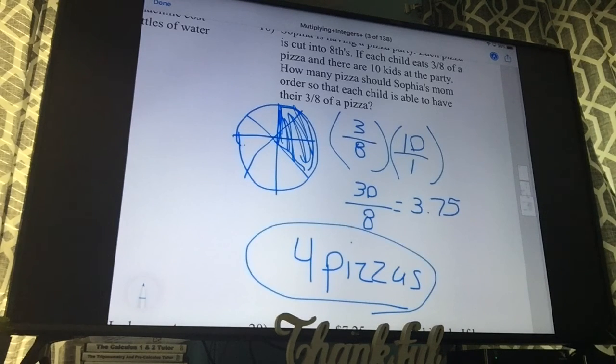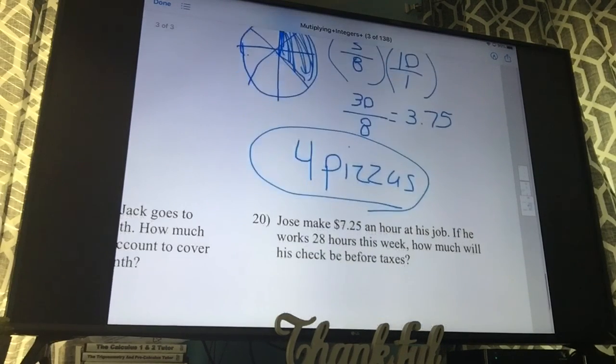Okay? She has to order 4 pizzas, so that way all of the 10 kids, and she's going to have some pizza left over, which is totally fine. But that way each of the kids gets their 3/8 of a pizza.